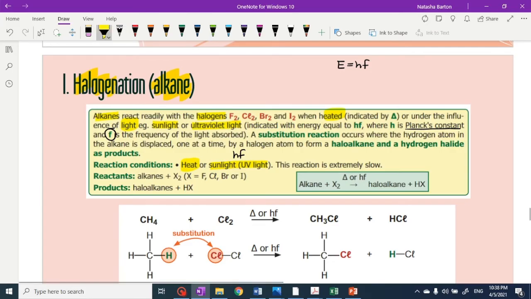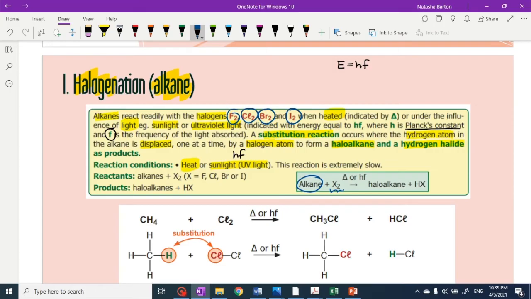They say a substitution reaction occurs where the hydrogen atom in the alkane will be displaced one at a time by a halogen atom to form a haloalkane and a hydrogen halide. Okay, so in this reaction, we're going to start off with an alkane. To that alkane, we are going to add a halogen. So remember, your halogens are diatomic molecules, so it will be F2, Cl2, Br2, or I2 that we're going to add.